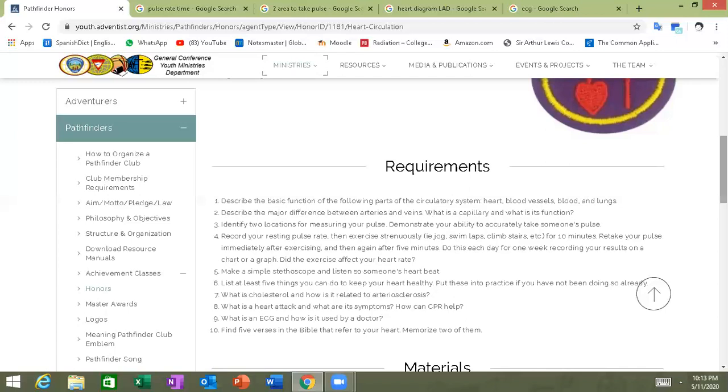Right? So next, describe the major difference between arteries and veins. All right, the main difference is that arteries carry blood away from the heart and veins carry blood to the heart. That's the main thing. Arteries carry oxygenated blood most times, but there's one exception, the pulmonary artery. I'll have to show you a diagram at some point, but the pulmonary artery carries blood away from the heart, and the blood is deoxygenated.